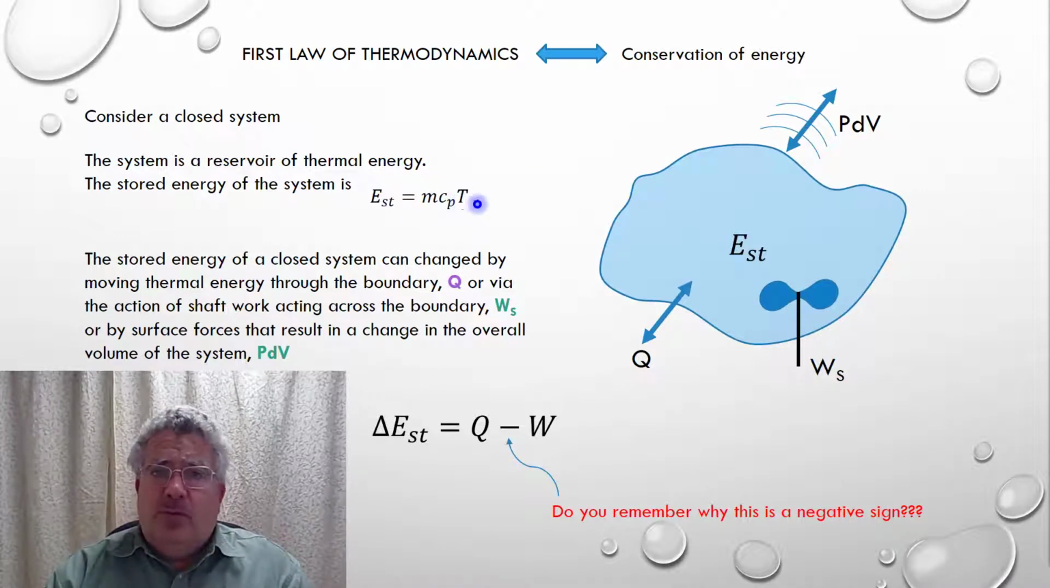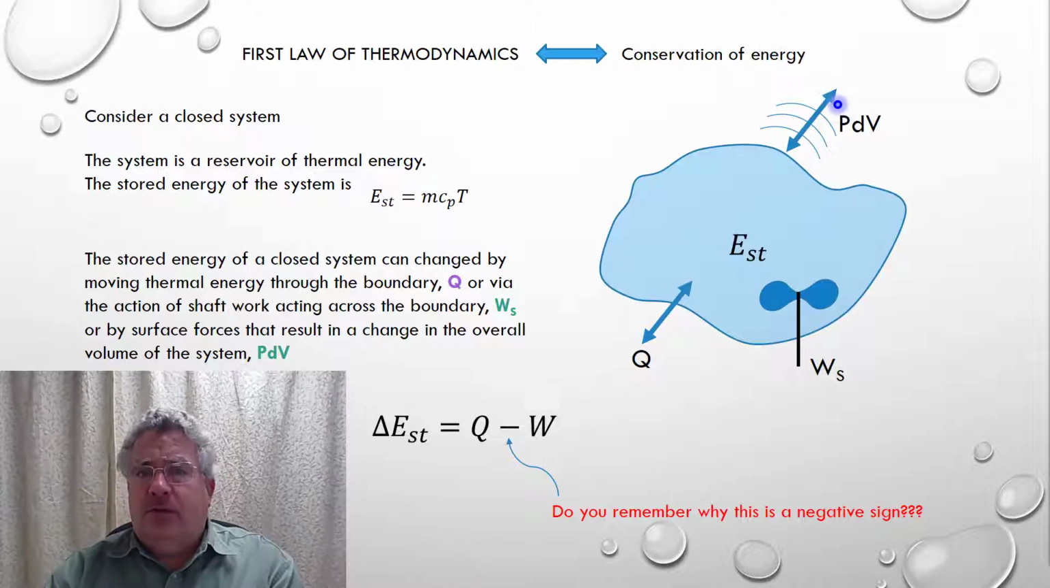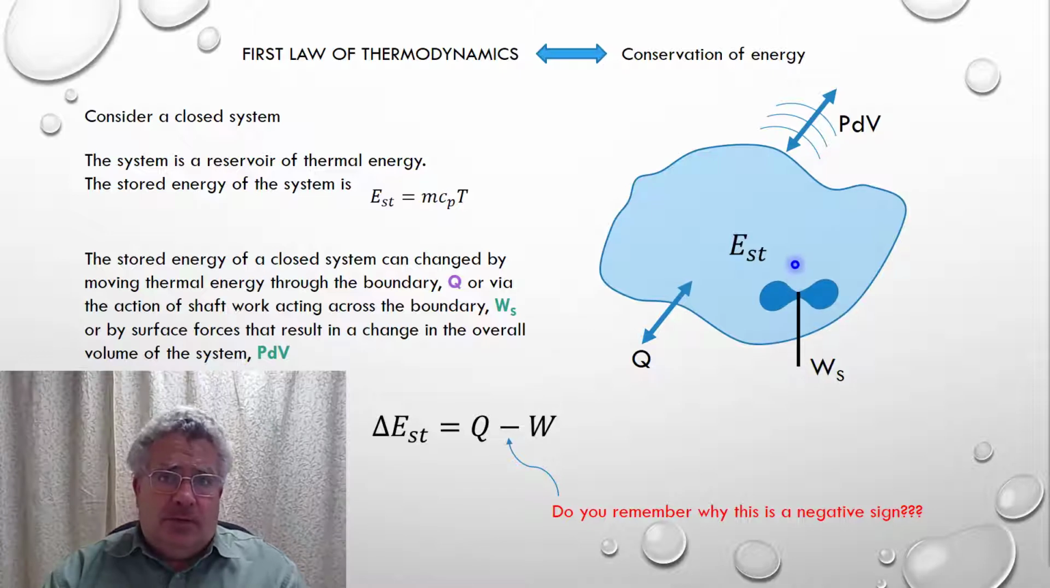then we can do work on it. So we can do PDV work, which takes into account the fact that the boundary can move in and out. Again, for a solid, we won't be dealing with PDV work, but it is present. And same thing, we can do shaft work. So we can either put energy into this control volume, or we can take energy out by some mechanical means. And lastly, we can change the amount of energy within the system by either putting in or taking out what we're going to refer to as direct thermal energy.